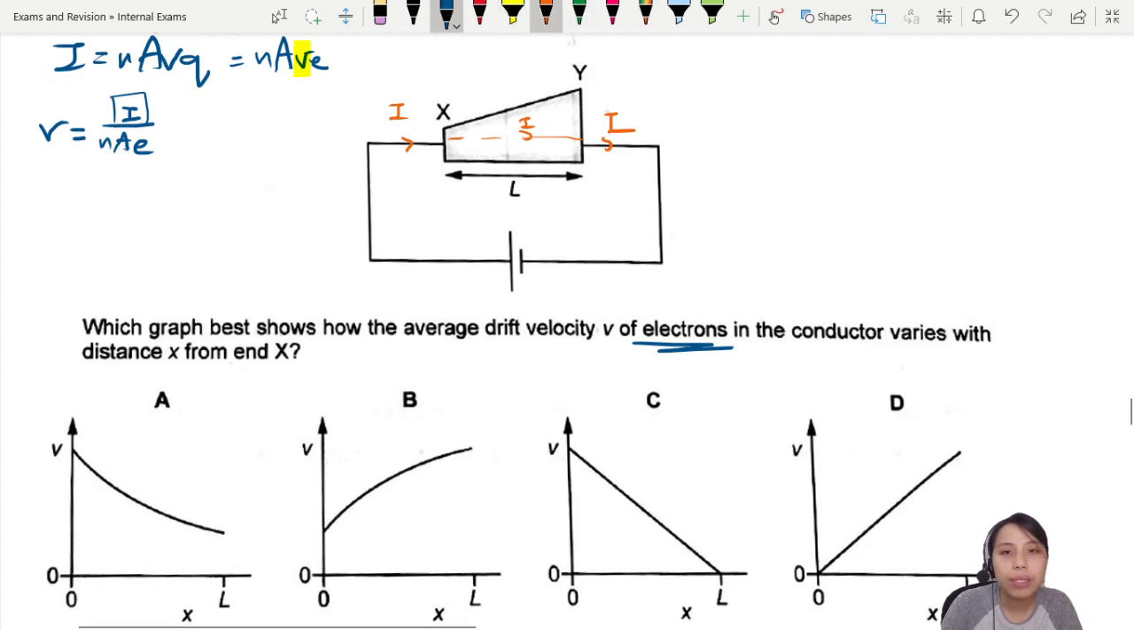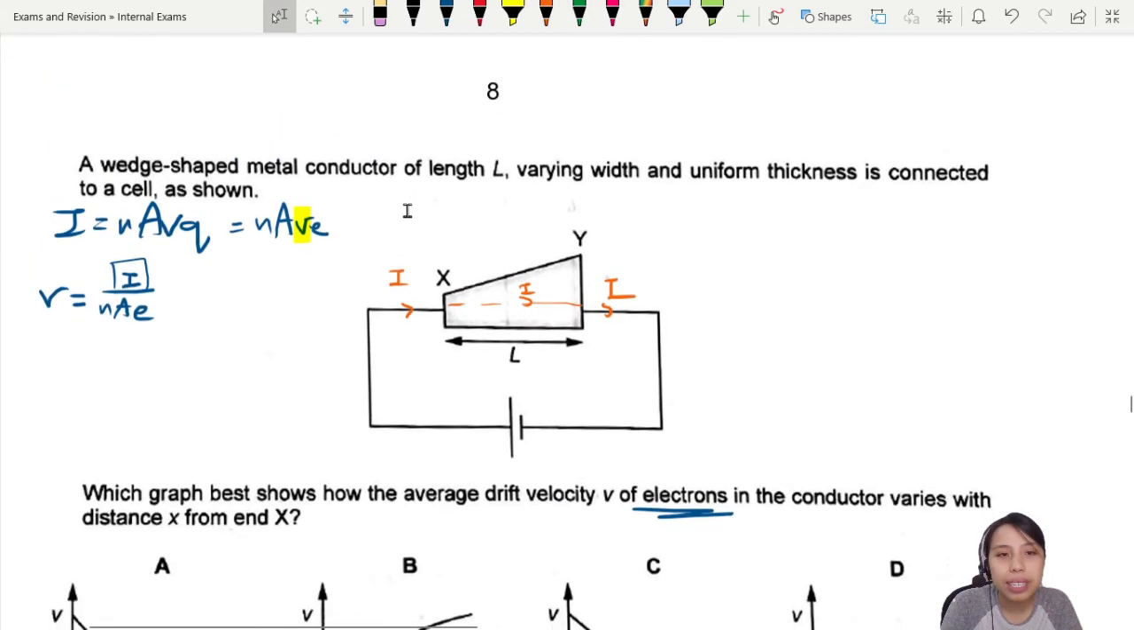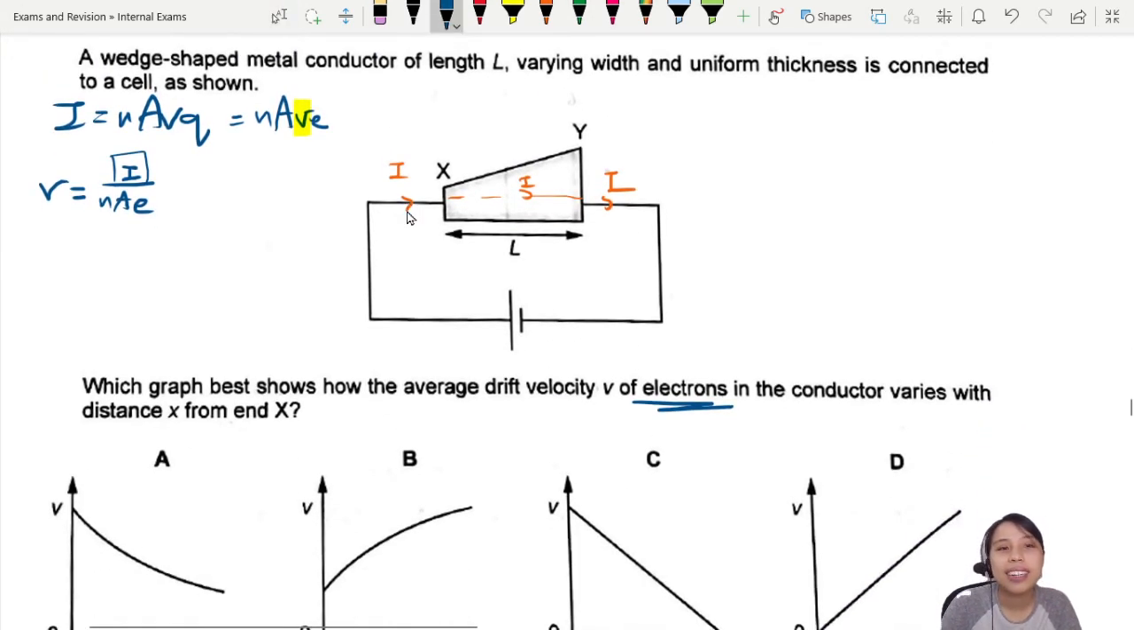n is number density. It is also constant. Why? Because this is all the same conductor, the same metal. Throughout the entire X to Y journey, it's still the same metal. Copper, copper, iron, iron, no. Metal, metal. So this one is constant, not changing.